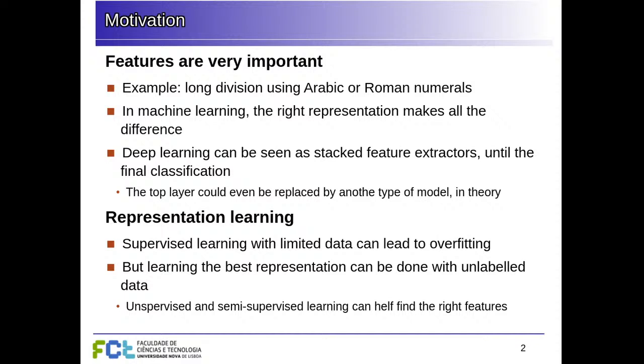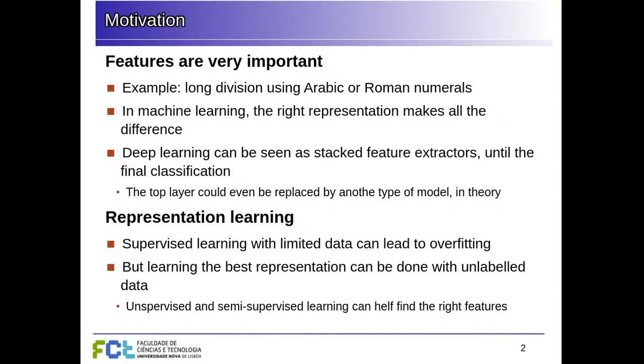So we can see deep learning as stacking feature extractors until we get the correct representation for the final part of the network to do what we need. And we even saw this clearly with the convolutional networks used for classification, where we use several layers of convolutions to extract the right features, and then we just add one or two layers of fully connected neurons to do the classification.